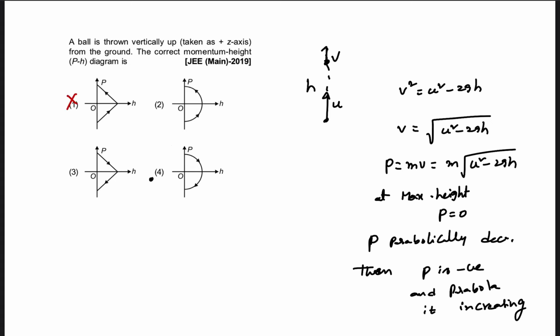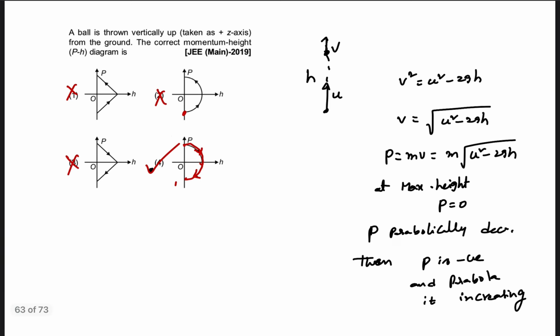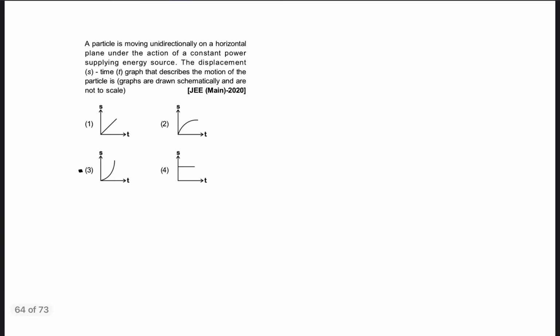Which graph is there like this? You see, the first graph is not possible. The second graph is actually going from negative to positive, so this is not possible. The third graph is a straight line, not possible. In the fourth graph, it goes from positive downward, momentum is 0, then again it goes to a negative value, and the highest value is increasing. So we can say the fourth option is the correct option.